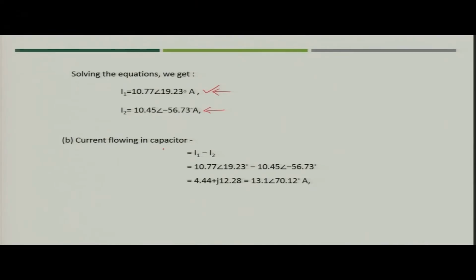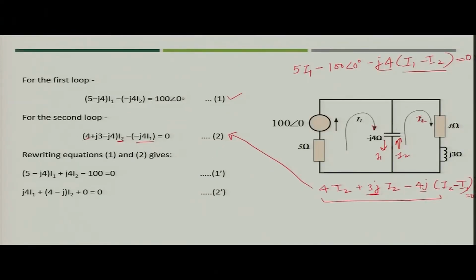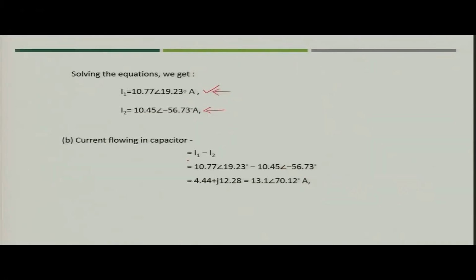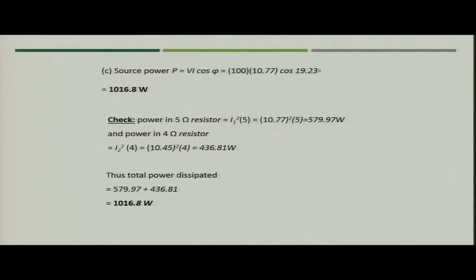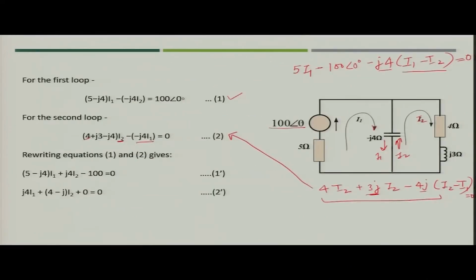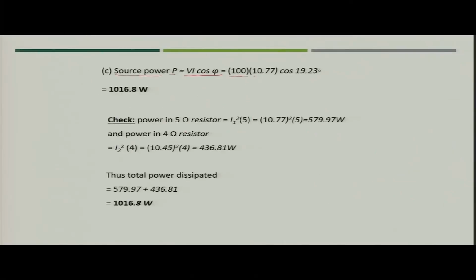Now, next is what is the current flowing in the capacitor? The current flowing in the capacitor would be I1 minus I2. You just simply take the difference of both of the currents, and you will get the current which is flowing through the capacitor. Now, next, the source power, that is basically the active power you need to calculate. So, active power is nothing but VI cos phi. Here voltage V is a reference phasor, because its angle is 0. So, we are considering it as a reference phasor, and then you have to simply put the value of current.